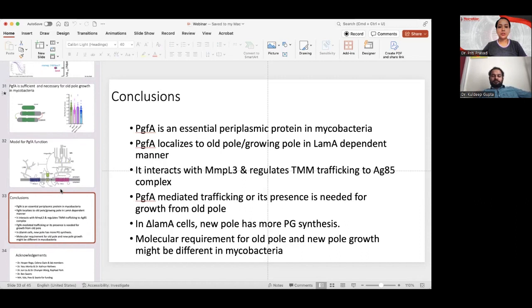The next question is how do environmental factors such as nutrient availability or host immune responses affect the regulation of polar cell division in mycobacteria? Definitely, if there is less nutrient, then the growth is slowed down. And the same goes for host factors. In fact, host factors amplify the heterogeneity in mycobacteria. And this is still an ongoing study.